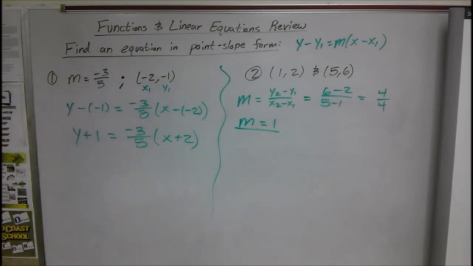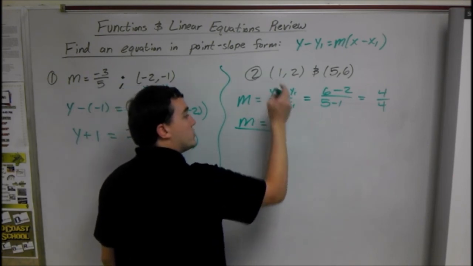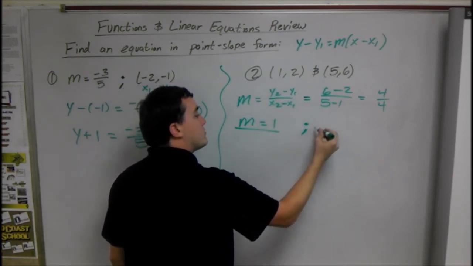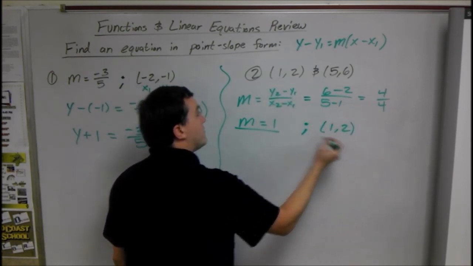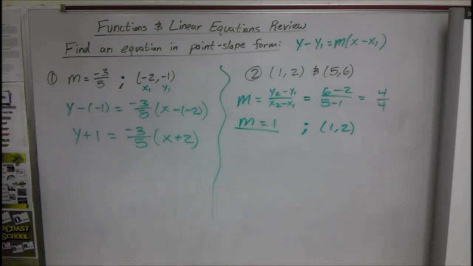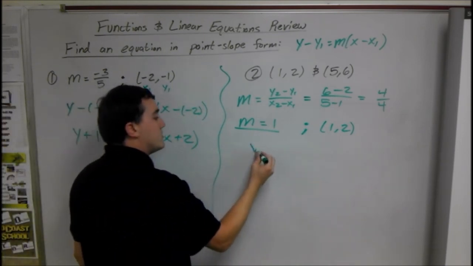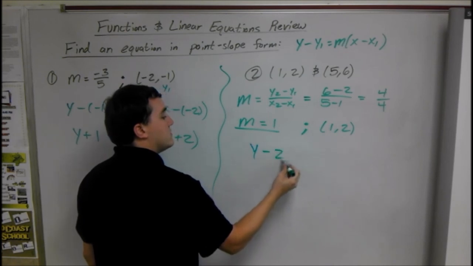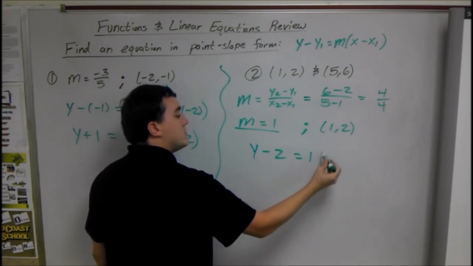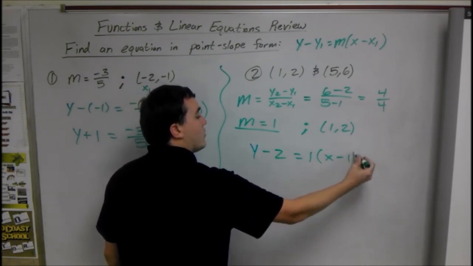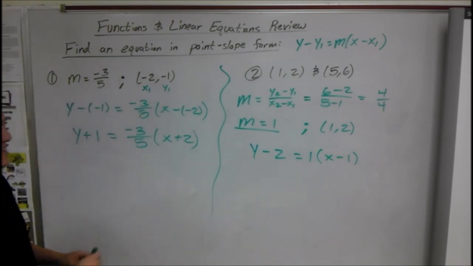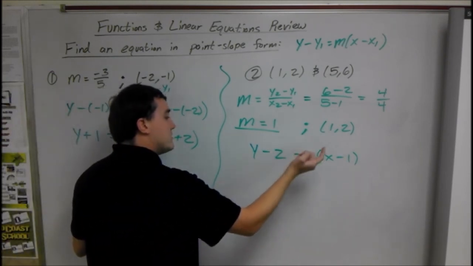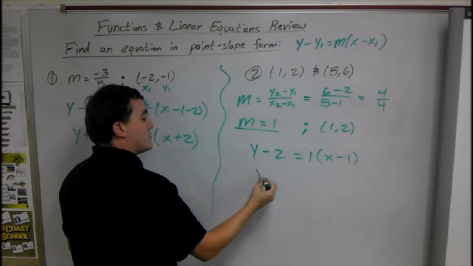And we can pick either point, whichever one looks easier to deal with. 1, 2 definitely looks easier. So we'll use the point 1, 2 to find point-slope form. So from there, we just plug it in. Y minus y1 is going to be y minus 2 equals the slope is 1, x minus 1. And since that's just a 1, you don't even need it. So you could get rid of that, same as y minus 2.